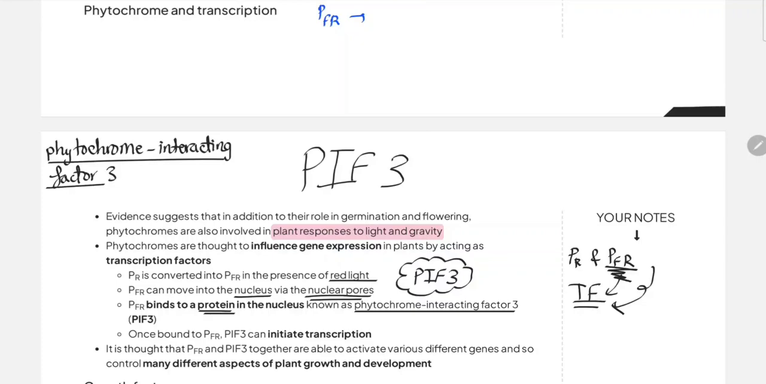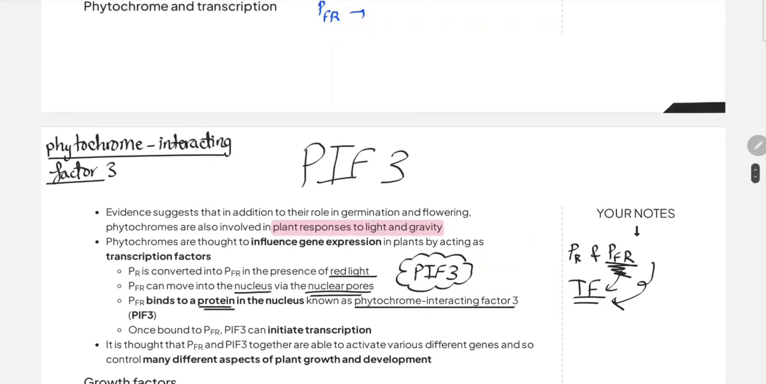Once bound to PFR, the PIF3 initiates transcription. It is thought that the PFR and the PIF3 together are able to activate various different genes and also control many different aspects of the plant growth and development. Alright, so they both can activate different genes acting as the transcription factor, and they control many aspects of the plant growth and development.